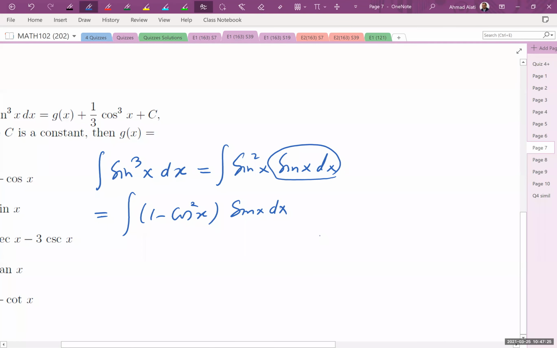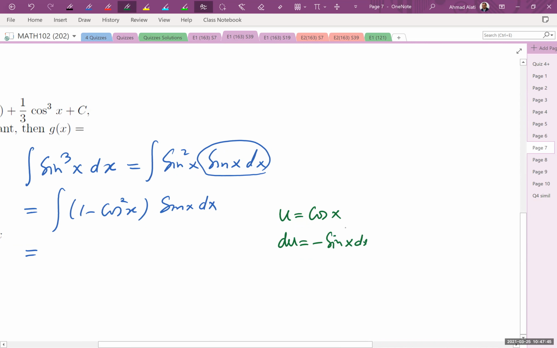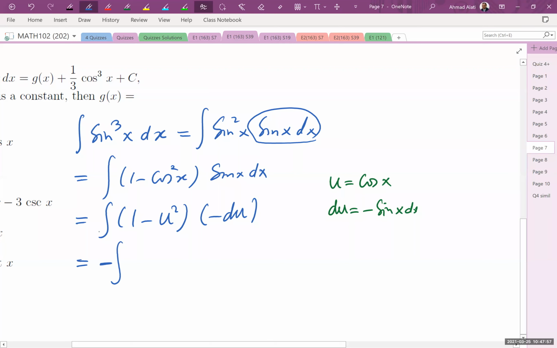Now, what will we do here? We let u equal cosine x. Du will be negative sine x dx. And in this integral, we will have 1 minus u squared. And this will be what? This will be negative du because of this negative. Now distribute. The negative, you can take it out or you can distribute it. It is up to you. Let me write it this way: negative out, 1 minus u squared du.